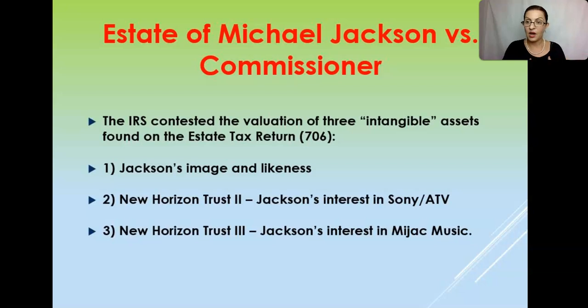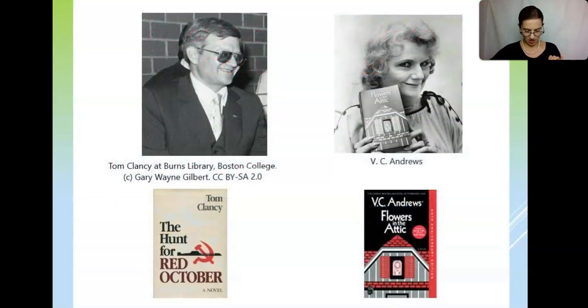Many times after an author passes away, their publisher will continue to publish books using that name. Two examples of that are Tom Clancy and V.C. Andrews. Maybe you've heard of either one of those authors. Tom Clancy wrote a very famous book called The Hunt for Red October, as well as another series of bestsellers with Jack Ryan as the main character. He died. Tom Clancy died. But the estate of Tom Clancy continued to use the name Tom Clancy on any future books in that same series. So they were continuing to use that author's name.